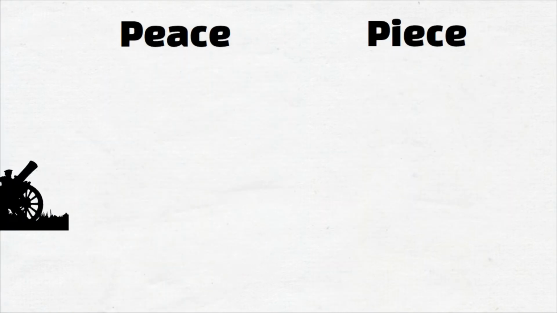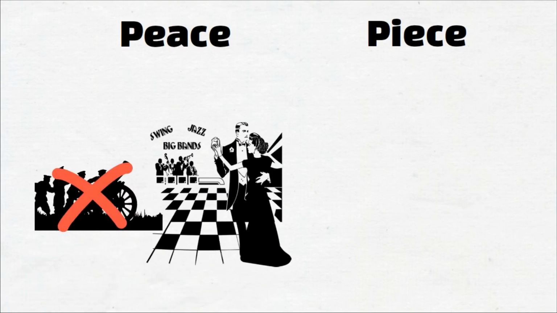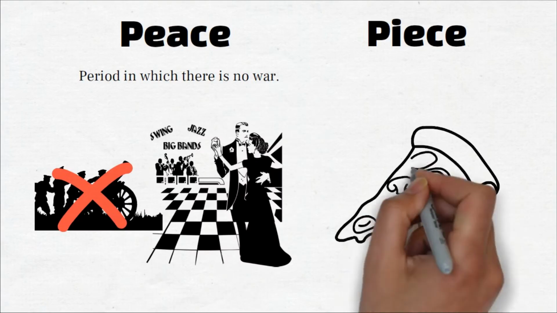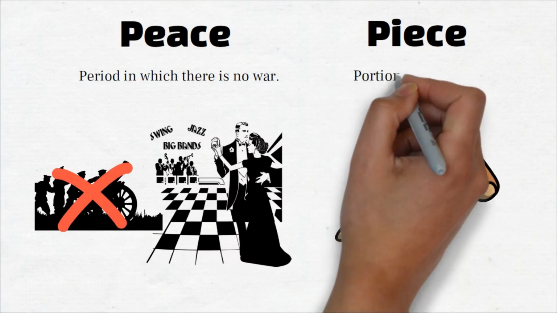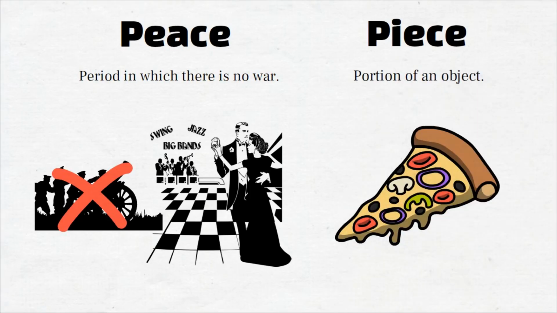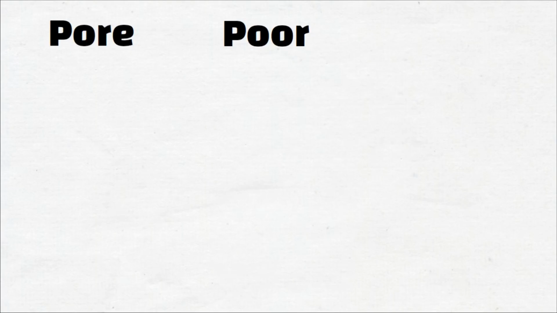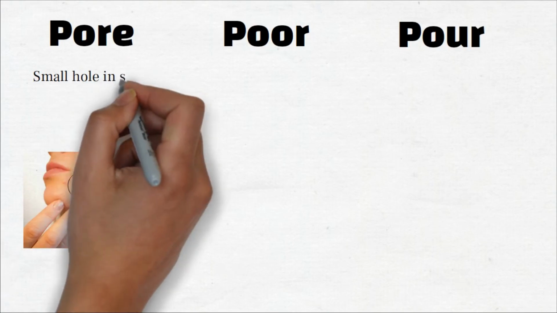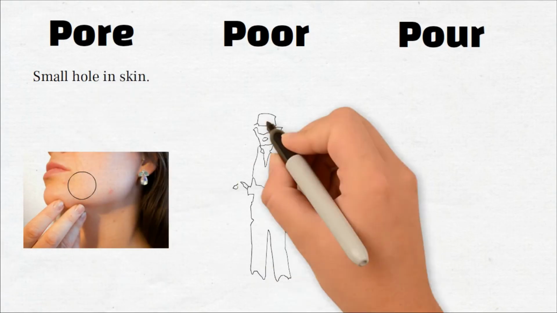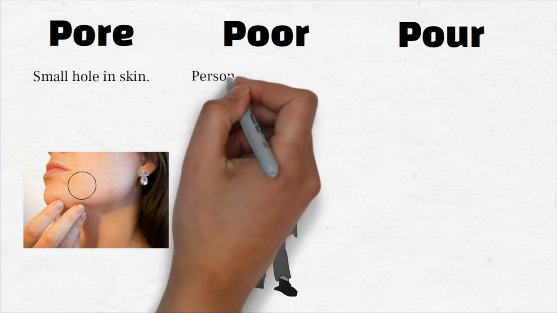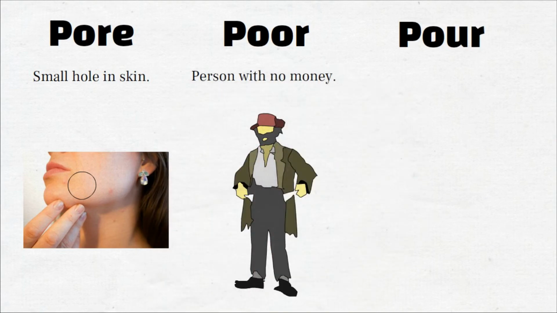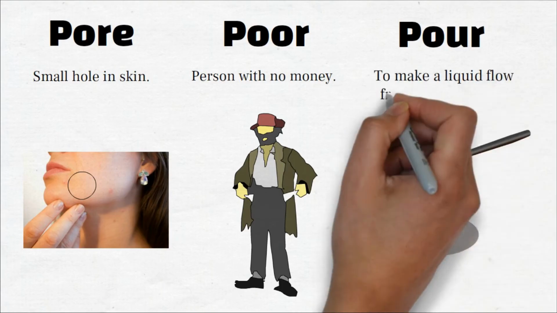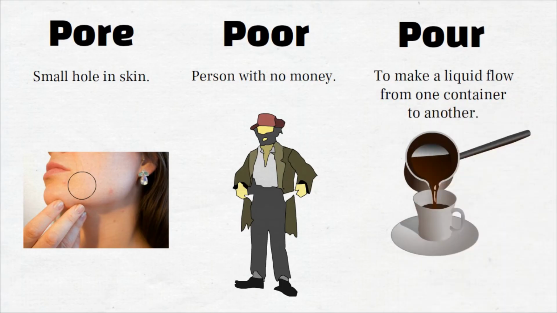Peace. The first describes a period in which there is no war. The second is a portion of an object. Paw. The first is a small hole in skin. The second describes a person with no money. And the third means to make a liquid flow from one container to another.